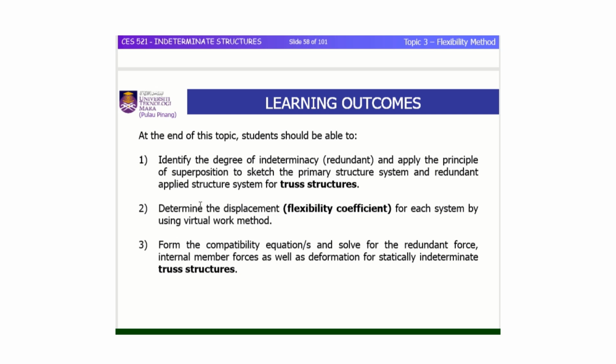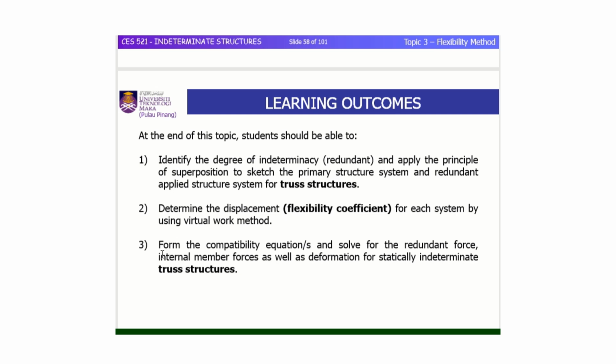Then after you have sketched your primary structure plus your redundant structure system, next we will determine the displacement for each system by using virtual work method. Each system here will refer to primary structure system and redundant structure system. If you have one DOI, you have one redundant structure system. If you have two DOI, you have two redundant structure system. If you have three DOI, you have three redundant structure system.